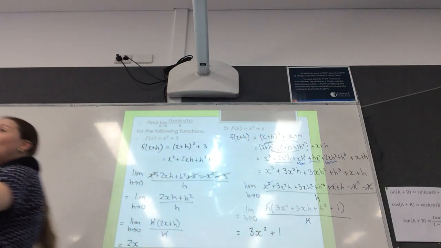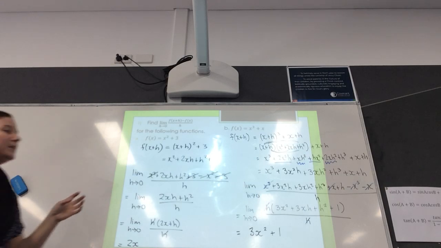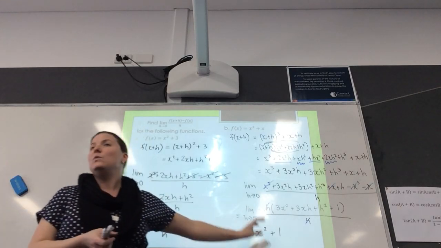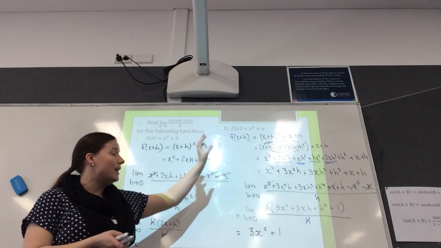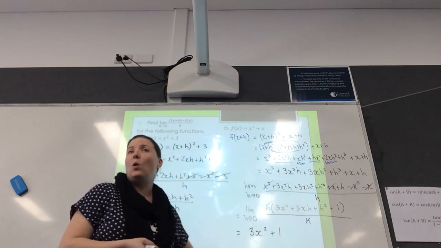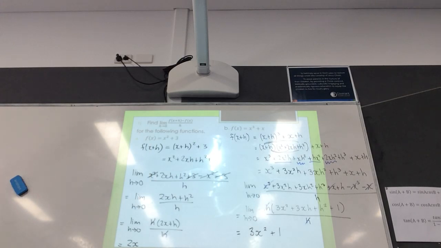Now, Rachel said before, when we looked at the parabola, why have we come up with a constant? It's because we looked at a specific point. So if we were to sub in x equals 1, we would find that the gradient of the tangent to the curve at x equals 1 is 4. We would come up with a number for it. So what we're finding is the gradient of the tangent to the curve.